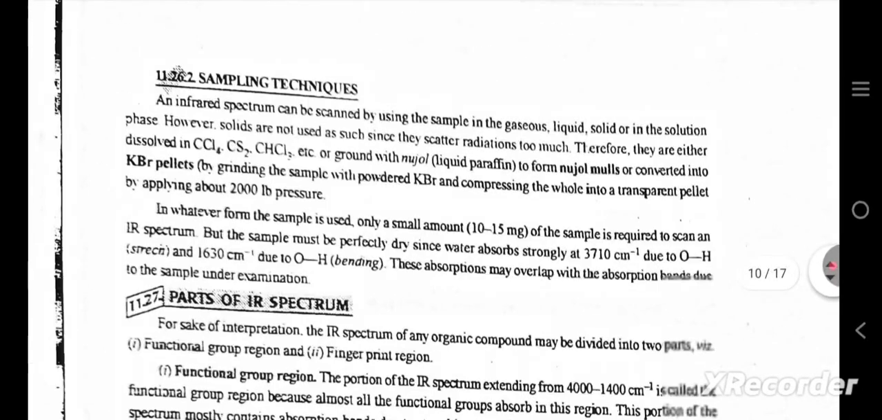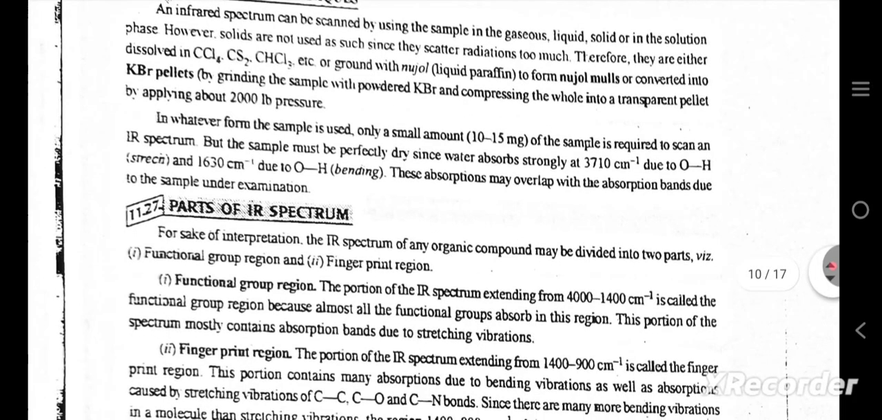Sampling techniques. An infrared spectrum can be scanned by using the sample in the gaseous, liquid, solid, or solution phase. However, solids are not used as such since they scatter radiation too much. Therefore, they are either dissolved in CCl4, CH2Cl2, CHCl3, etc., or ground with liquid paraffin to form nujol mulls, or converted into KBr pellets by grinding with powdered KBr and compressing the whole into a transparent pellet by applying about 2000 lb pressure.